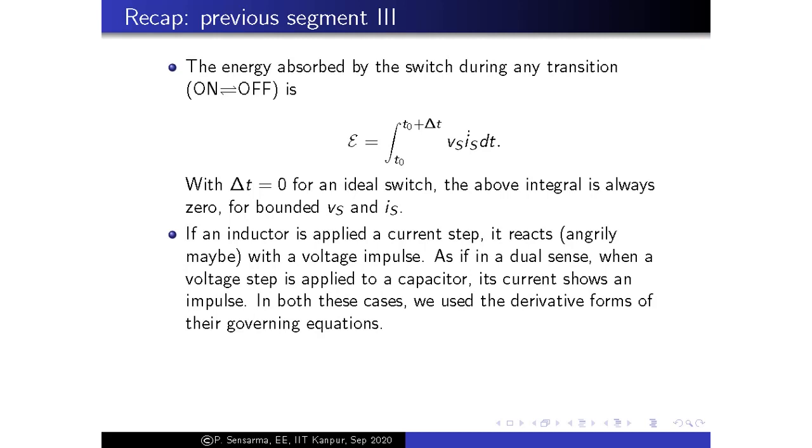Okay, there was something more interesting that we saw in the previous video, and that was if a current step is applied to an inductor, then obviously we will have to find its derivative, which produces a voltage across it in the form of an impulse. And similarly, if you take a capacitor and just apply a voltage step across it, then the current through it will show an impulse. Now, in both these cases, note that we are using the derivative forms of their governing equations.